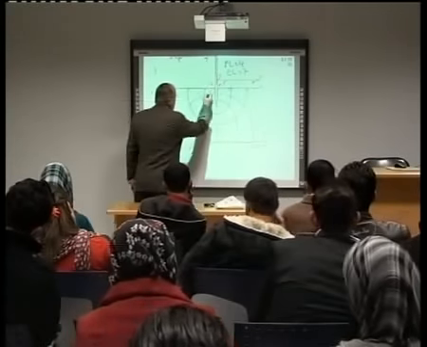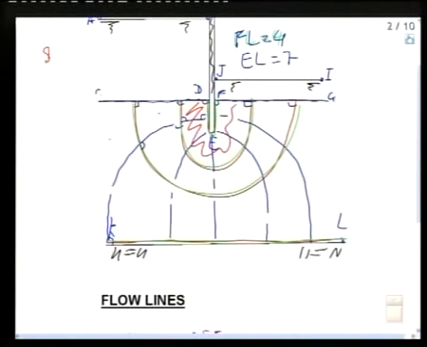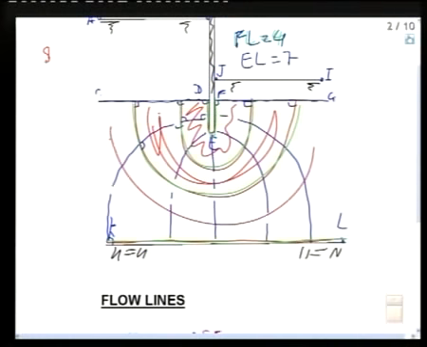This is a flow line, right? This is the first flow area. This is the second flow area. And this is the third flow area, okay? So I can say flow areas equals 3. It's always the number of lines minus 1. How many equipotential areas?